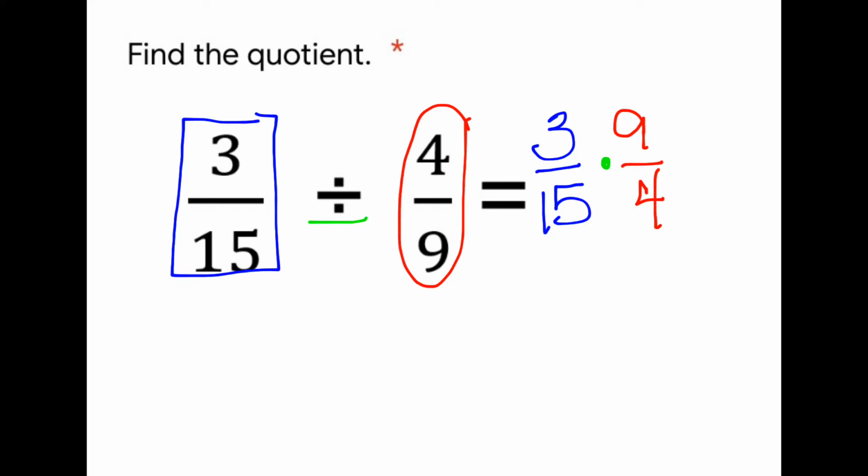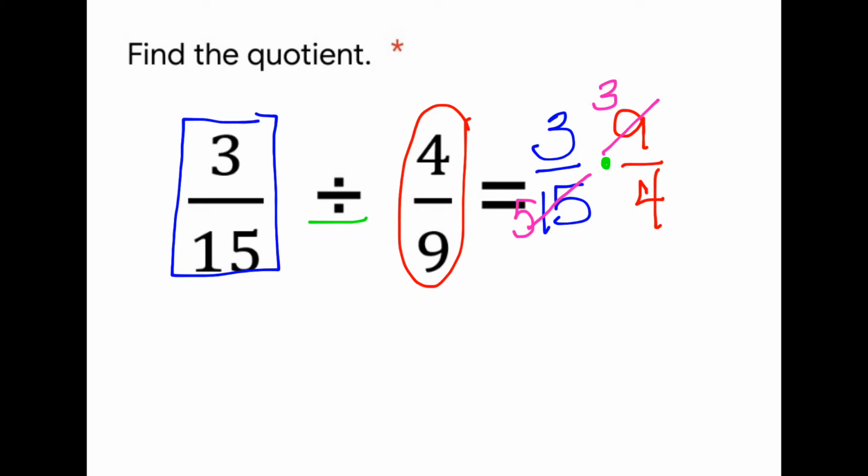Now we can go ahead and multiply straight across. Before we multiply, we do have something in common between our 15 and our 9. Both our 15 and our 9 can be divided by 3. If we divide 15 by 3, we get 5. If we divide our 9 by 3, we get 3. Reducing our fractions ahead of time makes it much easier to reduce or simplify in the end.